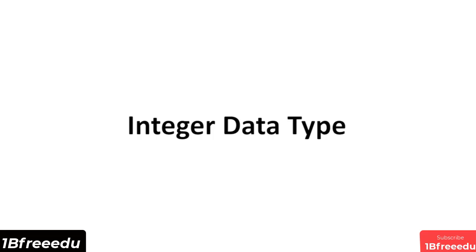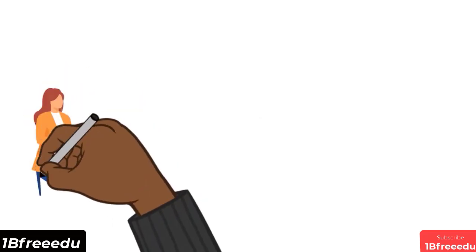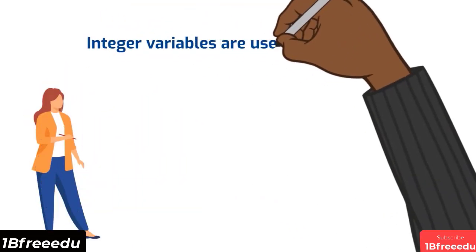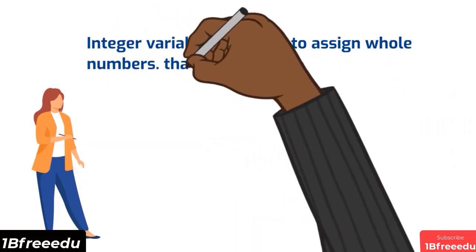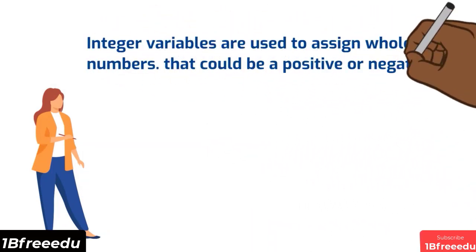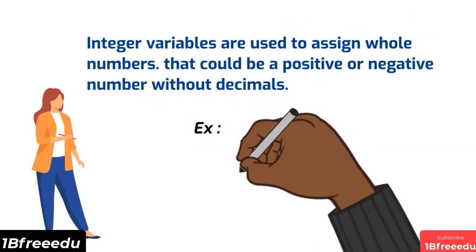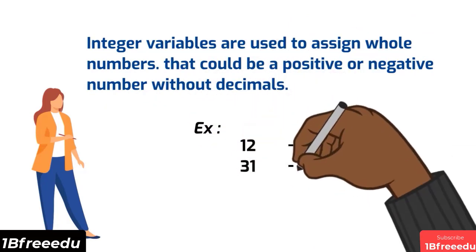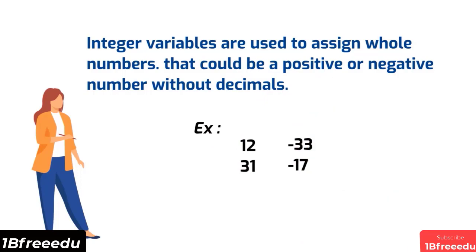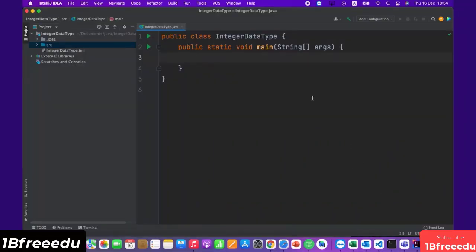We'll discuss the integer data type. Integer data type variables are used to assign whole numbers. That could be a positive or negative number without decimals. For example, 12, 31, minus 33, minus 17. Right, now I'm going to declare an integer variable. To do that, first type the data type, int, and keep a space. Right, then we have to give a name for this variable.